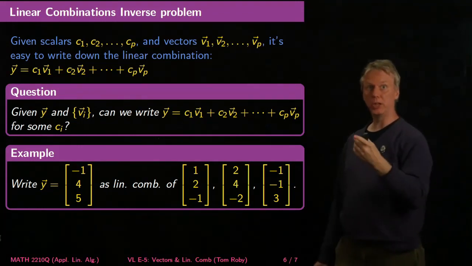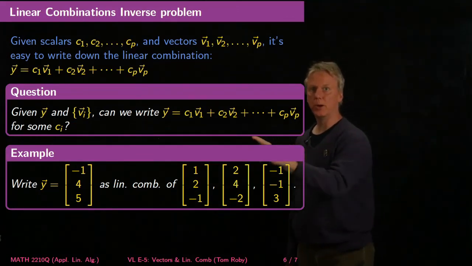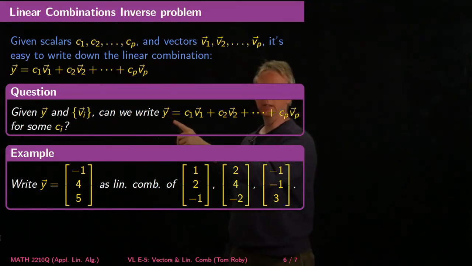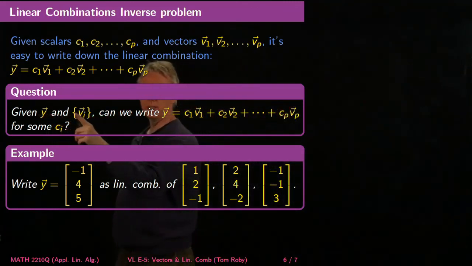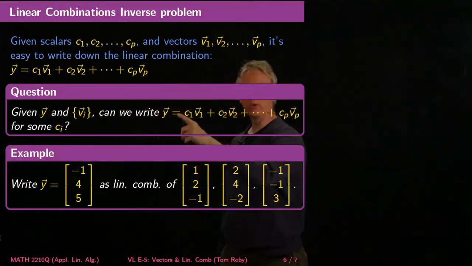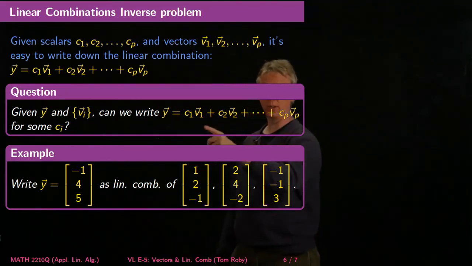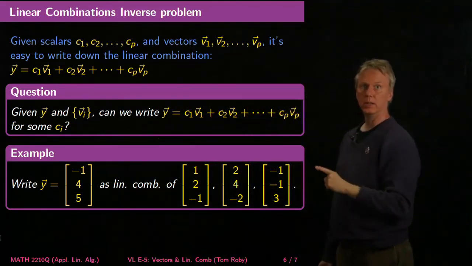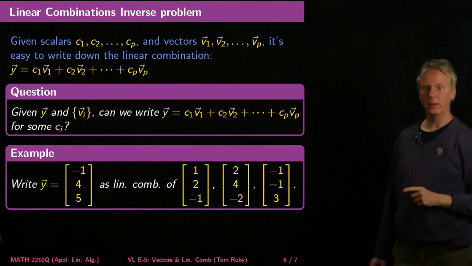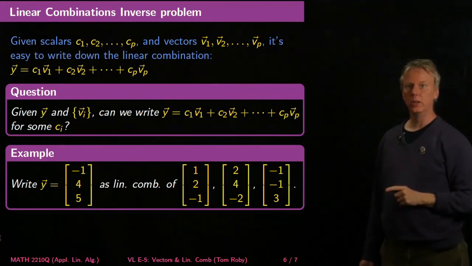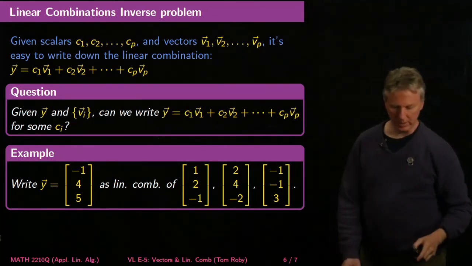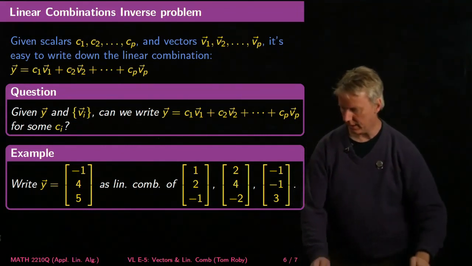So in particular here, you can ask the question: suppose I'm going to give you y, and I start off with some set of vectors and say, is there a way to write y as a linear combination of those vectors for some scalars ci? Okay, so let's take a look immediately at an example here and see what we can do.